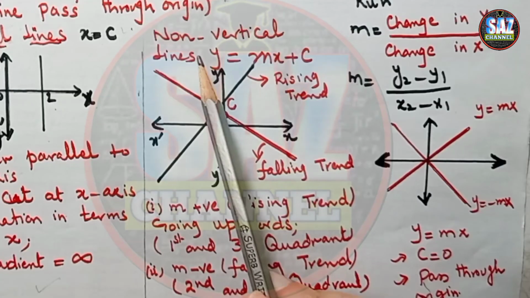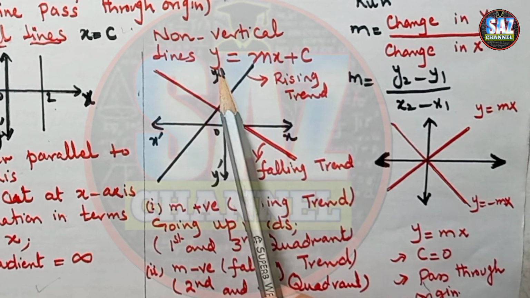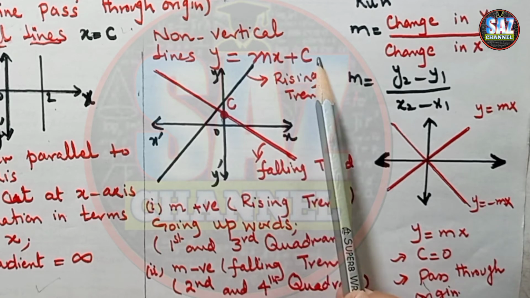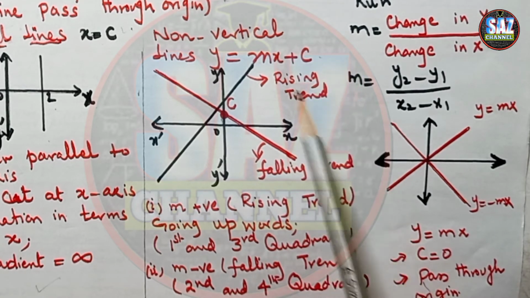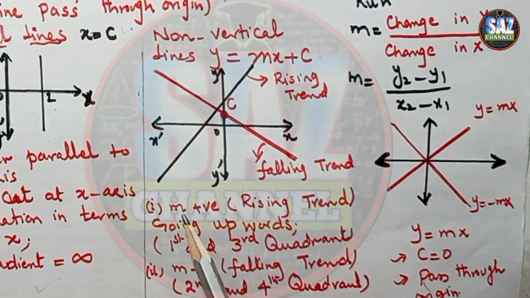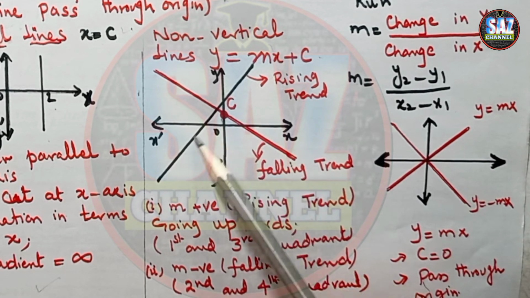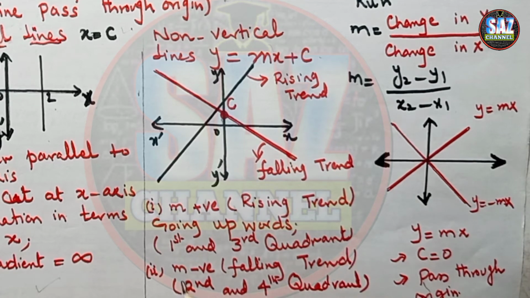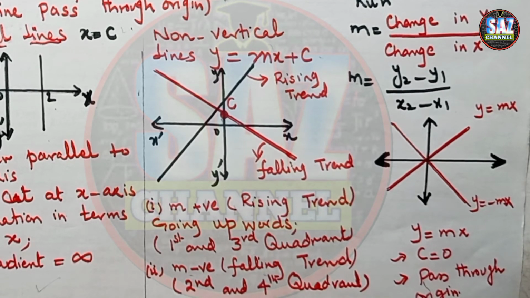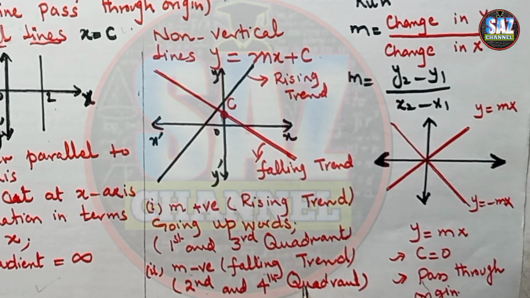Coming to the non-vertical lines and their features, the general form of non-vertical lines is y equals to mx plus c. When m, the gradient, is positive, lines will have the rising trend, meaning they will be going upward. They will be in the first and third quadrant, and when m is negative, lines will have the falling trend and they will be in the second and fourth quadrant.